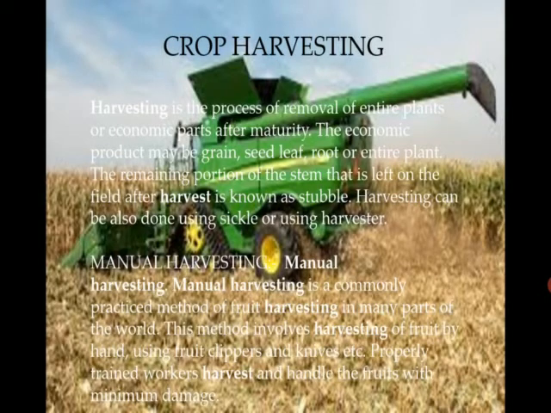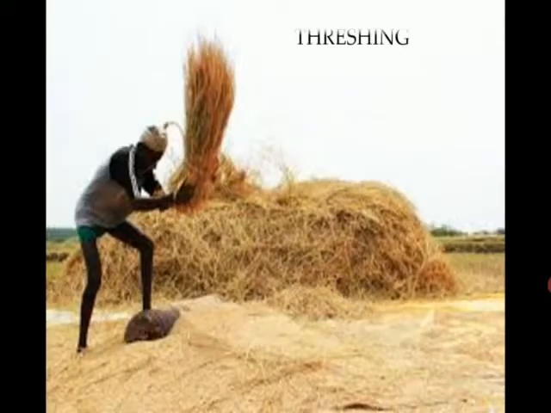Now, crop harvesting. After all this process, crops need to be harvested and sold to a retailer. Harvesting is the process of removal of entire plants from their roots in the fields. After harvesting, plants are stored by the farmer, and harvesting is done by using a sickle manually or by using a harvester. Manual harvesting is a process in which the farmer himself cuts all the crops from his field using a sickle. It is very time consuming and is done in countries like India by poor farmers.